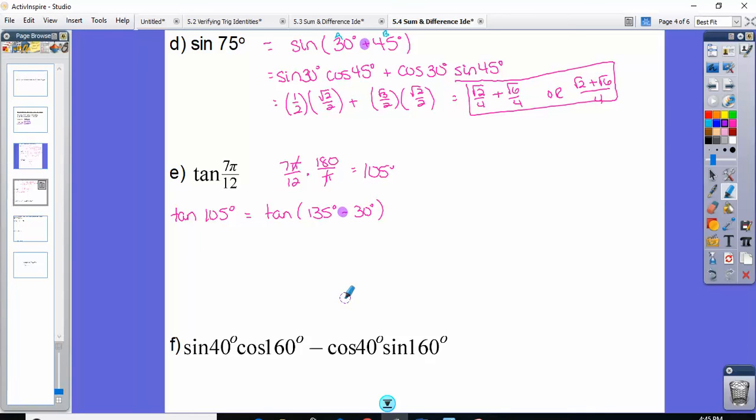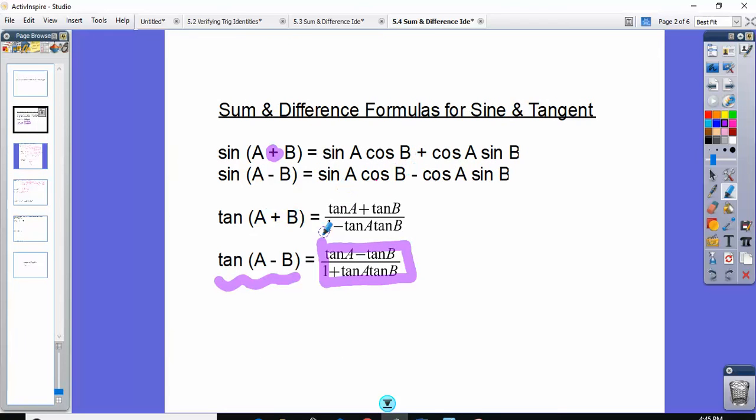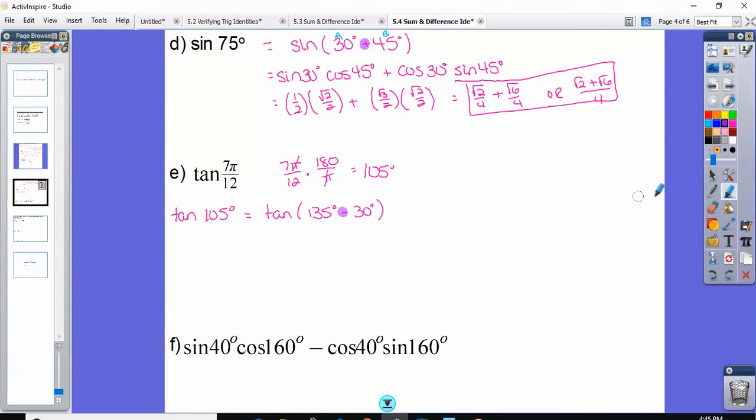So I have a subtraction here. That means I pick my tangent difference formula. So I'm picking the formula with the subtraction. Okay, because my formula has a subtraction, my A is just 135, my B is just 30, not negative 30. The negative is part of the formula, so my angle itself is positive.